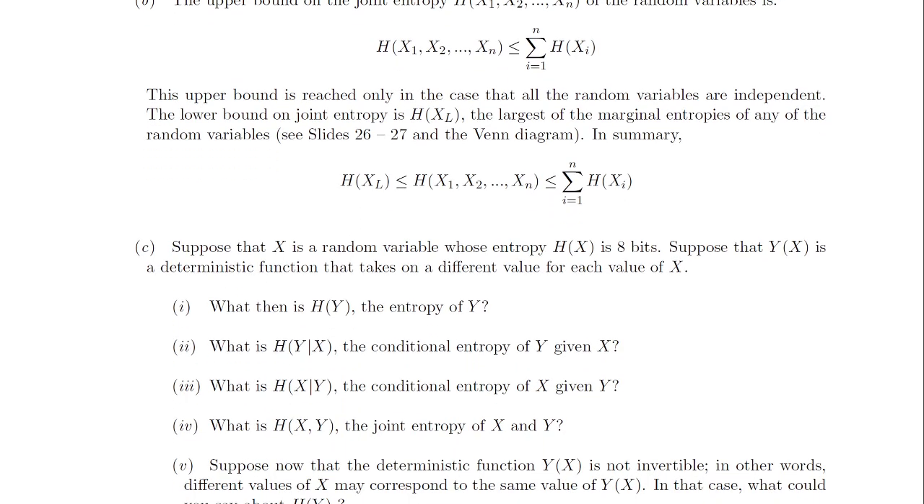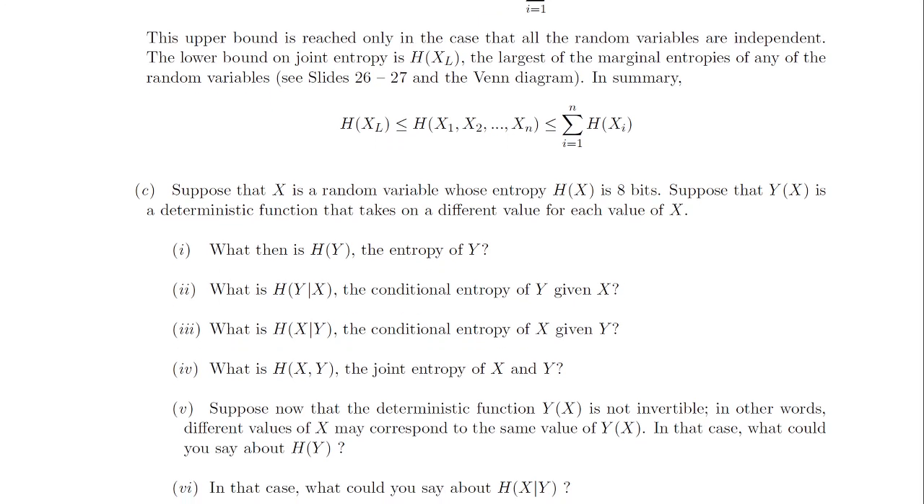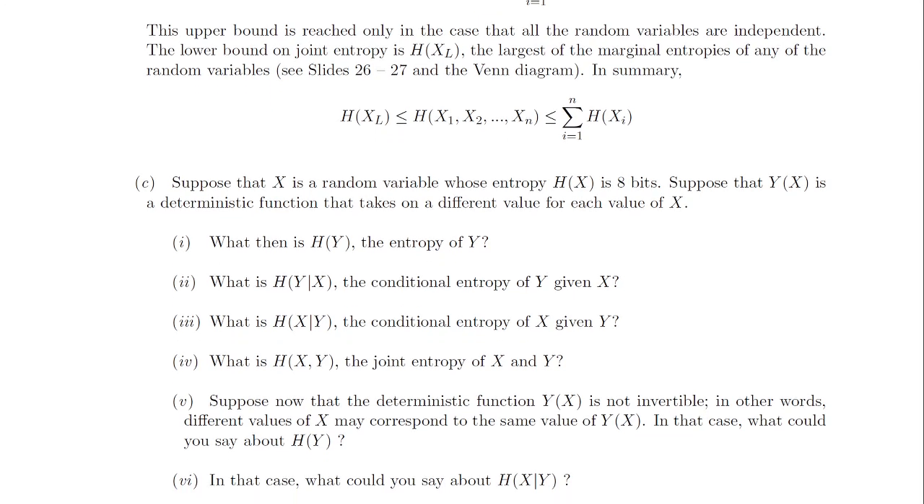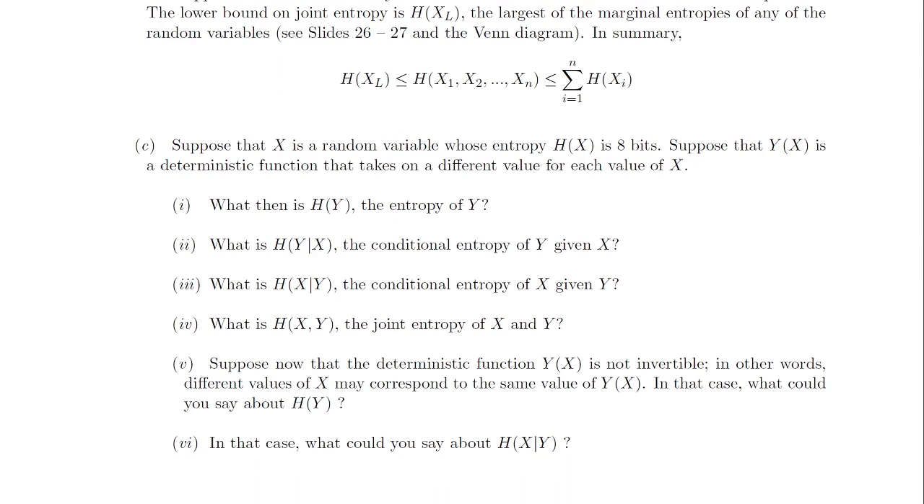Okay, now part C is asking you to consider several matters related to deterministic functions. Actually, the first four subparts here assume invertibility of a deterministic function. The last two abandon invertibility. So first we assume that x is some random variable which has some fixed entropy of 8 bits, and there is some function, a deterministic function, y of x, that maps x into a different random variable.